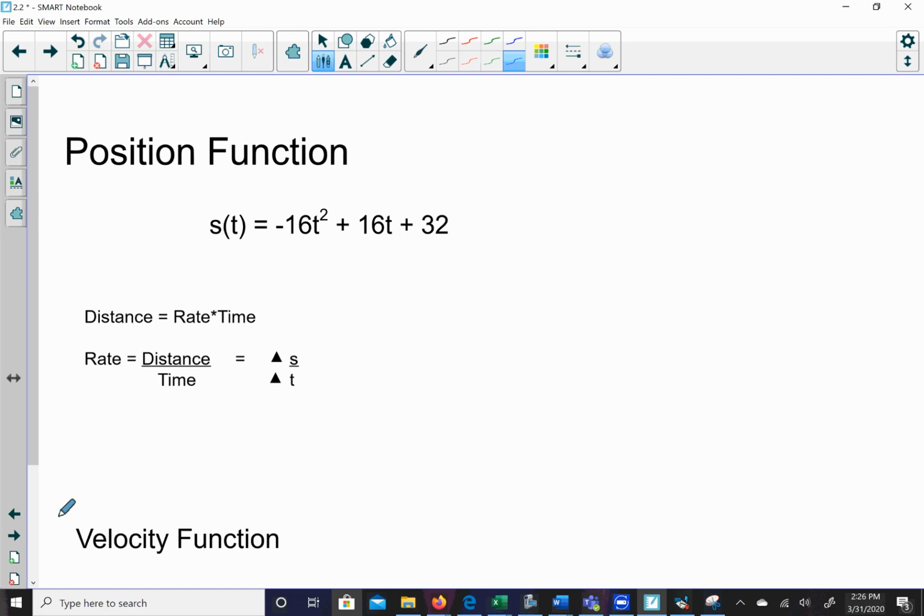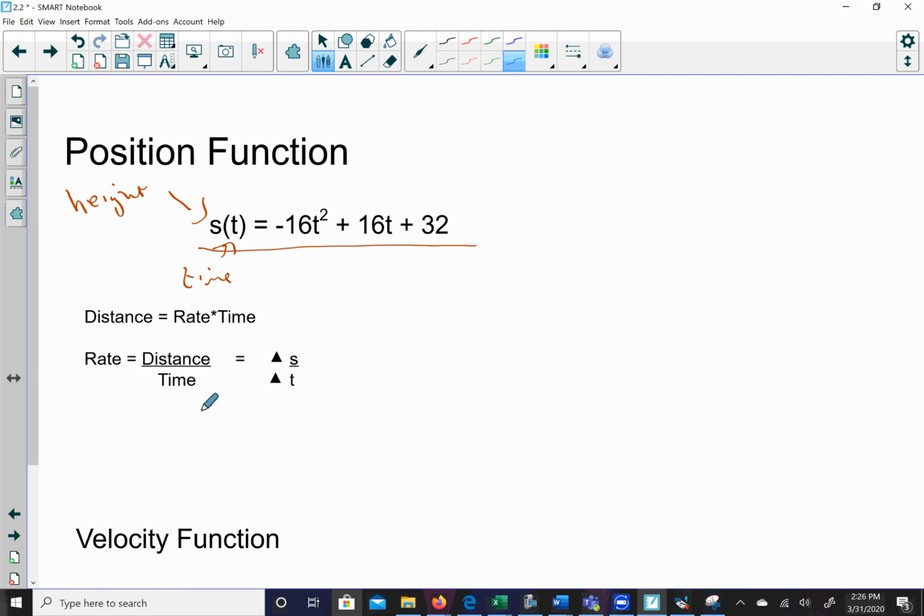This is a position function. If you've taken physics, which I don't think any of you have taken physics yet, my seniors have, this is a position. So this S of t stands for the height of the object at a certain time, where t is your time. Based on this coefficient, it's going to be in seconds. The rate, your distance is equal to rate times time.